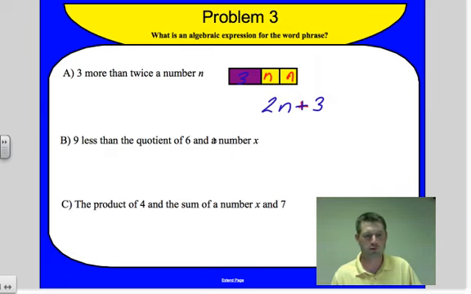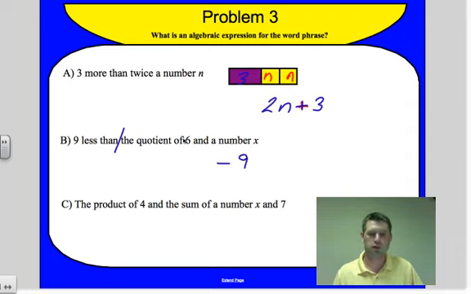9 less than a quotient of 6 and a number x. So here we are in this problem B, 9 less than a quotient of 6 and a number x. So there's actually 2 parts here. It says 9 less than, so again that's got to come second. So 9 less than, that's actually going to be a subtraction here at the end.